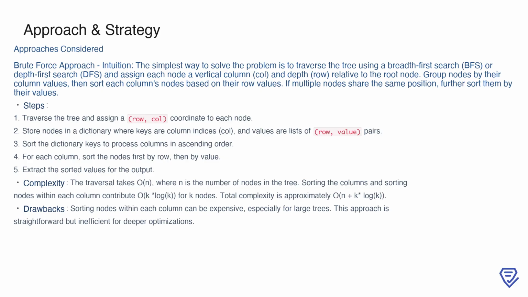While straightforward, this approach has its drawbacks. Although the traversal itself is efficient at O(n), sorting the nodes within columns adds overhead, especially for larger trees. The overall complexity can grow to O(n + k log k), where k represents the number of nodes. This makes the approach less efficient when dealing with deeper or denser trees, as sorting within each column becomes increasingly expensive. As a result, while simple to implement, this method is not ideal for optimizing performance.